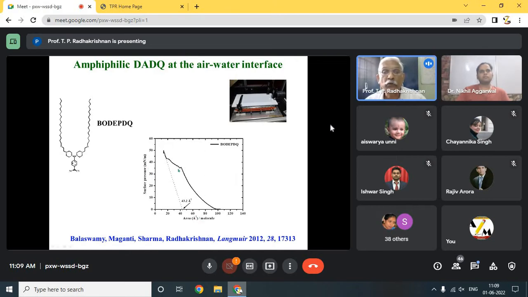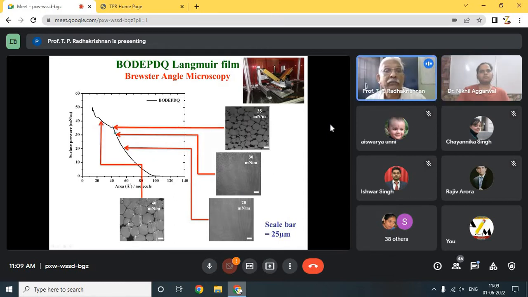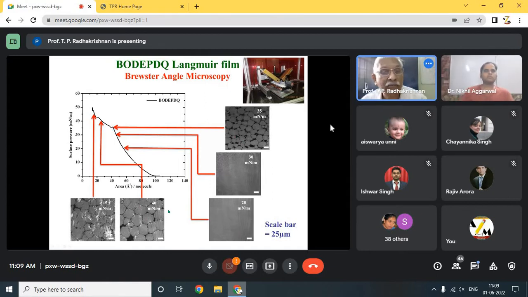At a constant temperature, you monitor surface pressure as a function of area, and this gives you important information about the organization. For example, using Brewster angle microscopy, we could look at the nature of these monolayers as you compress them. At low pressures they are fairly diffuse and not very close packed. But at this point, suddenly the pressure-area isotherm changes, and you can see some domain formation, which you can observe using microscopy.